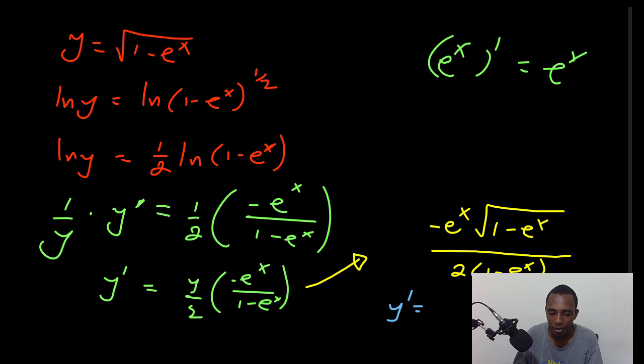I think this can be combined to write it in a nicer way. So y prime equals negative e to the x over 2. This is power 1, this is power 1/2, so that's going to be 1 minus e to the x, to the power negative 1/2. So that's the final answer. You can go ahead and simplify that.